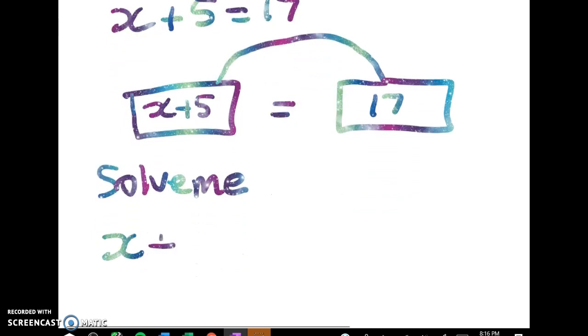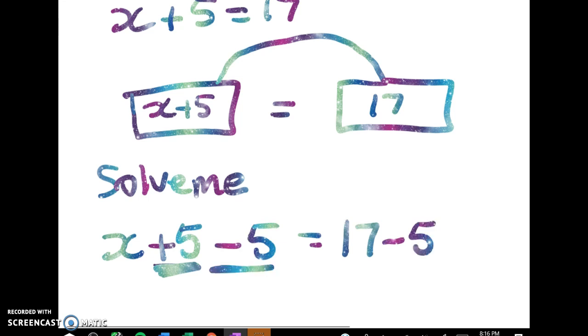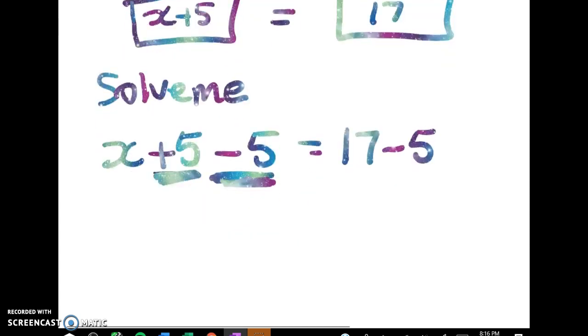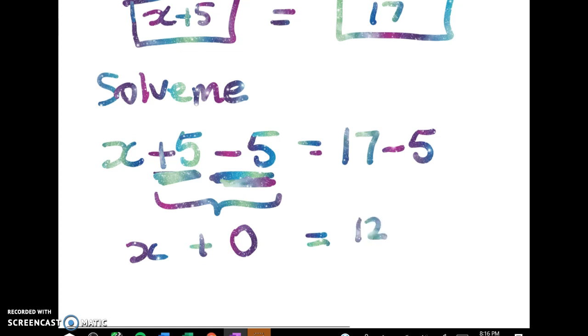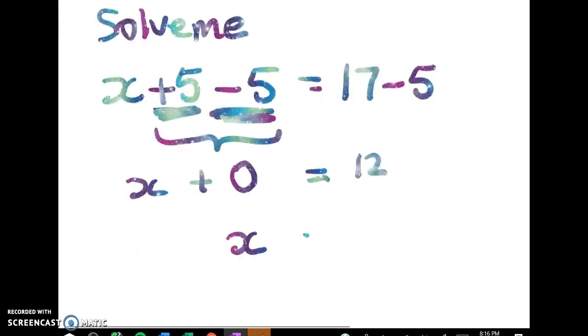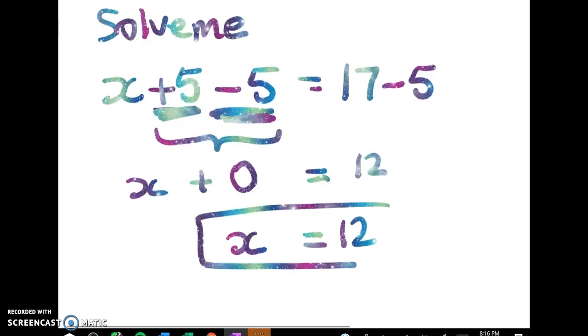On the left-hand side, I'm going to undo the adding on 5 by taking away 5. But if I just took away 5 on this side, my scales would be out of balance. So I have to do this to both sides of the scales. All right, so let's look at what we're left with. Well, we've got x plus 5 minus 5 goes away to nothing. So I can think of this as x plus nothing is equal to 12. But x plus nothing is just x. So x is 12.